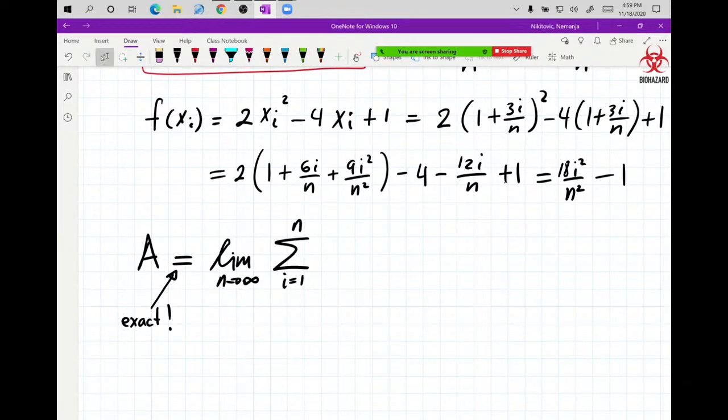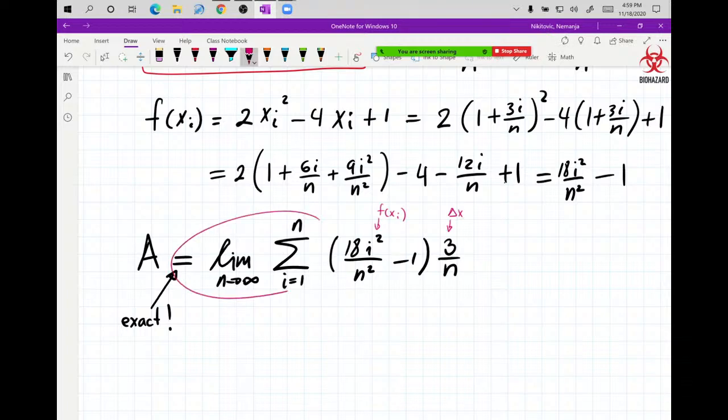So what do I have? I have this, 18i squared over n squared minus 1, times 3 over n, which is delta x. So this over here is your f of xi. This over here is your delta x, and the rest of the formula is directly from the formula as is.